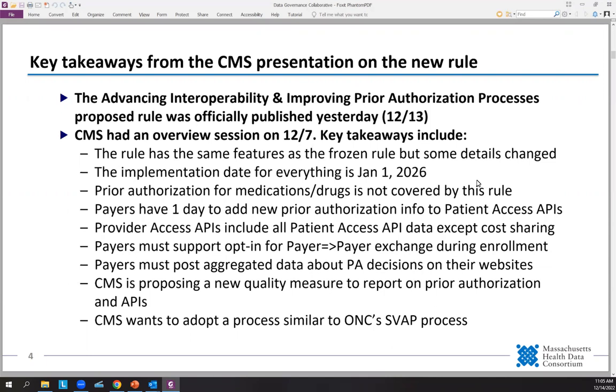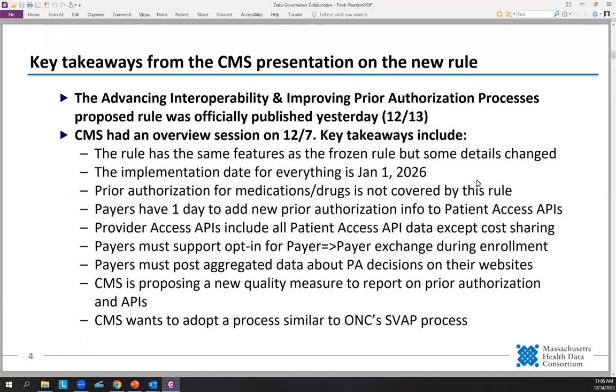All right. So the implementation, we had mentioned that we saw the implementation date for at least most things was January 1st, 2026. CMS confirmed that that is the implementation date for everything that's included in the rule. So it's basically do everything at once, the whole shebang, 3 years from now. One thing they pointed out specifically is that the prior authorization components do not cover medication or drugs. It is only for other medical services.